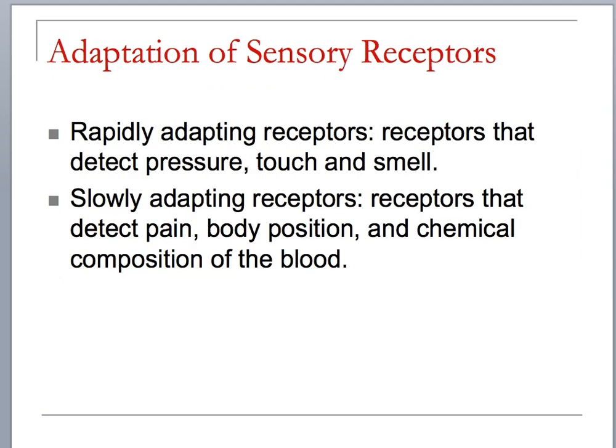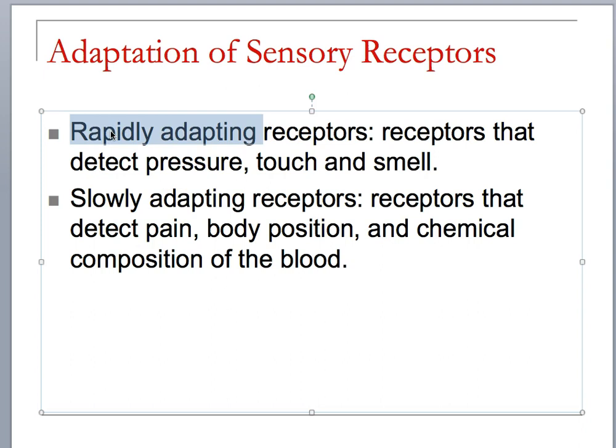Now, not all sensory receptors behave the same. They can be rapidly adapting. Good examples of this are direct pressure, touch, and smell. Put on a baseball cap. Five minutes from now, do you still feel the baseball cap? Or somebody's cooking food when you walk in the door, and you're in the house five minutes later, do you still smell the food? All the chemicals are still there, but the receptors have rapidly adapted to the concentration of the odorant or the physical nature. Slowly adapting receptors are those that detect pain, body position, and chemical composition of the blood itself.